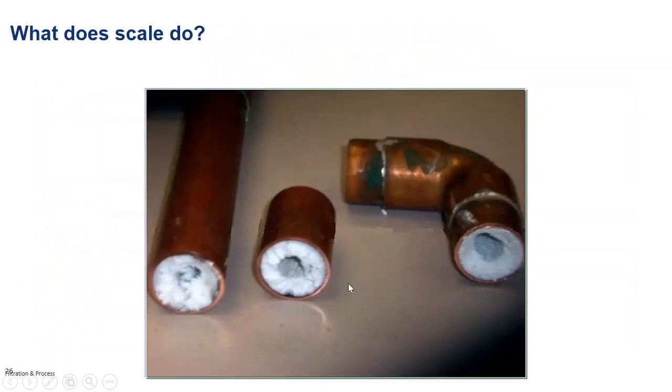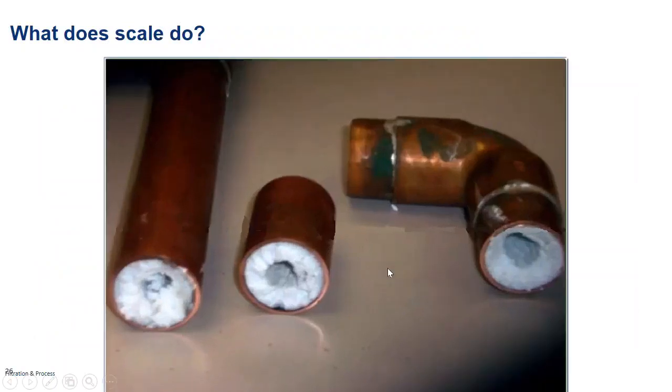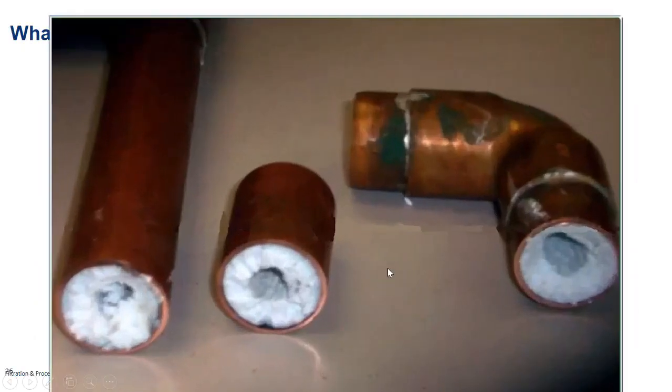So what does scale do? Well, this is what can happen with scale in high hardness conditions untreated. This is a 2-inch pipe from a Target store in Kalispell, Montana. This was a 5-year-old store, 40 grain per gallon hard water, untreated, coming into the cold water line. Had a softener on the hot water side. They had to repipe this building.